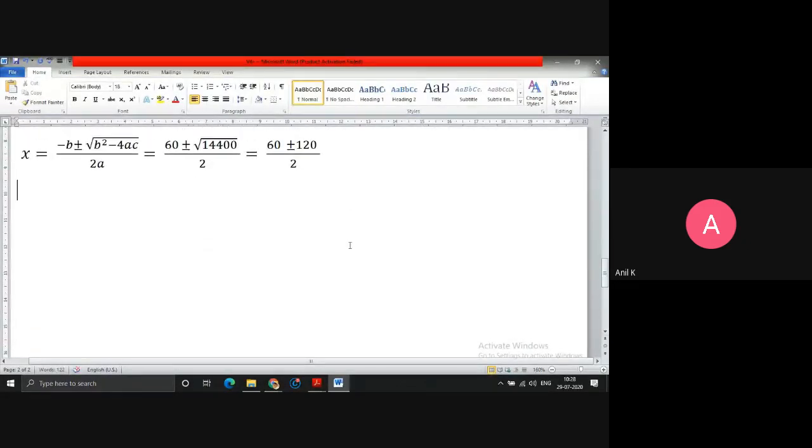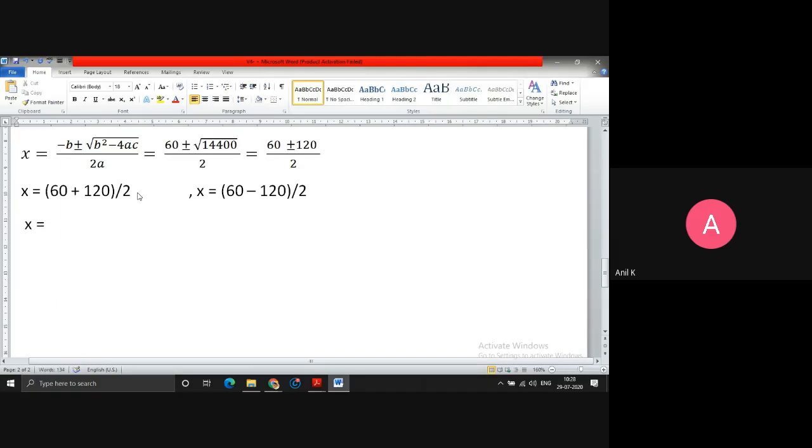Okay. So then you have two cases. One is x equals to 60 plus 120 upon 2. This is case 1. And case 2 is going to be x equals to 60 minus 120 upon 2. So I think you can guess the values of x.